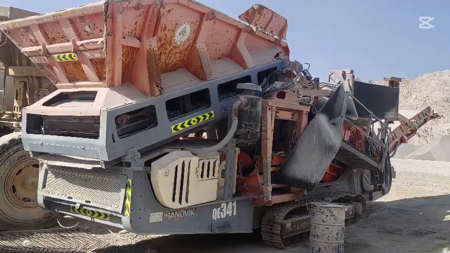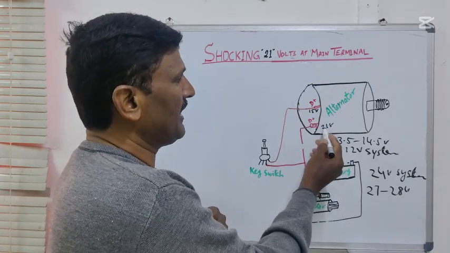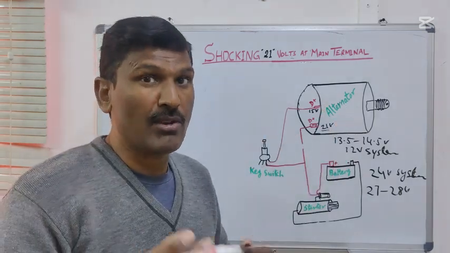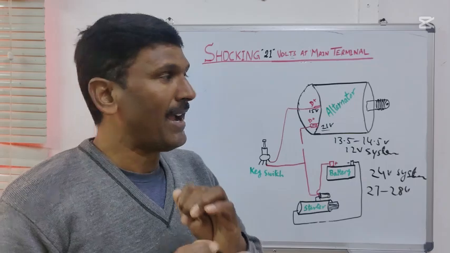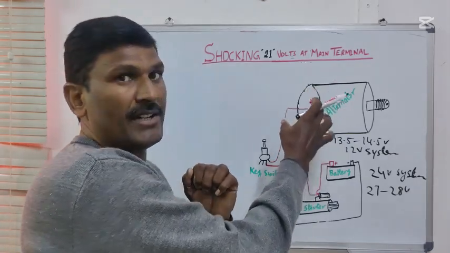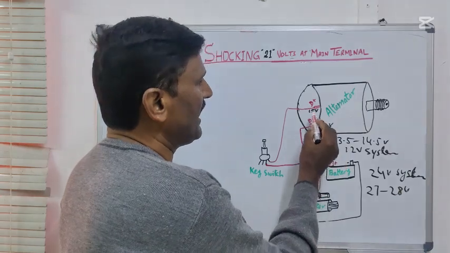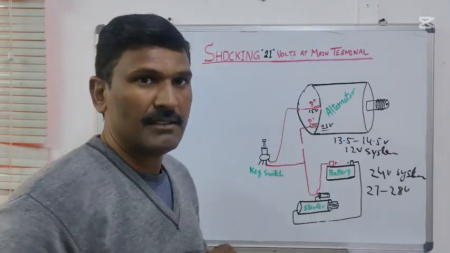The machine was a mobile screen. I was working on that one. That was a 12 volt system. And here, how much voltage was it producing? 21 volts. So I'm going to discuss why this alternator was giving 21 volts at this point and 15 volts at this point.